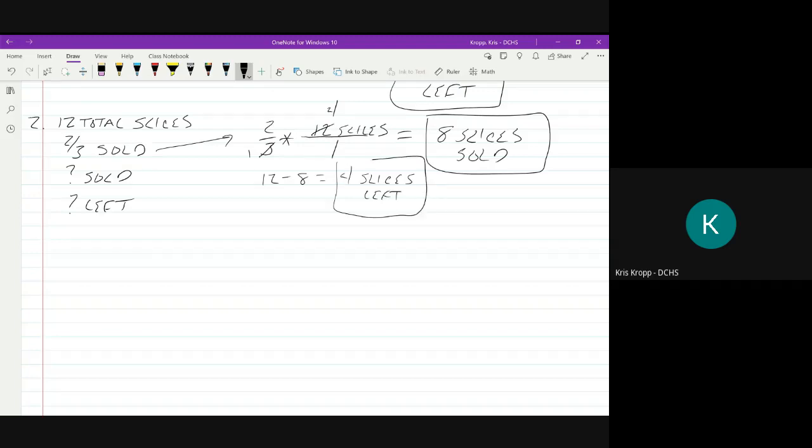Again, there's other ways that you could go about solving this problem. For example, I could look at it from this perspective. If I sold 2/3 of the cheesecake, that means that 1/3 of the cheesecake is left. 1/3 of 12 is 4 slices. So again, I'm just trying to show you there's different ways to go about solving this problem. Whatever way makes the most sense to you, that's what I want you guys to do to be successful. Anybody need to ask me a question about number 2?